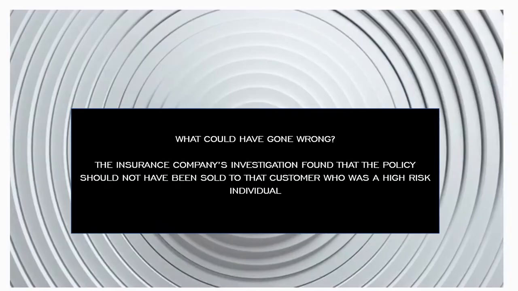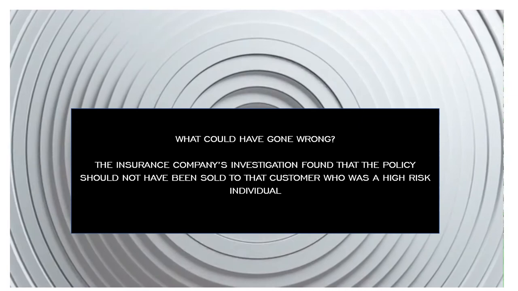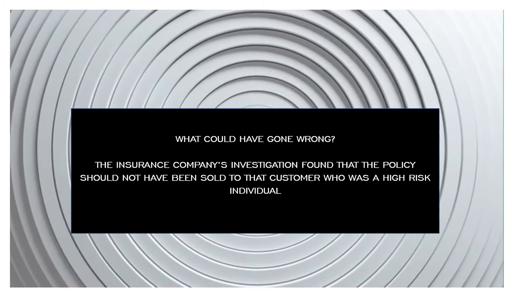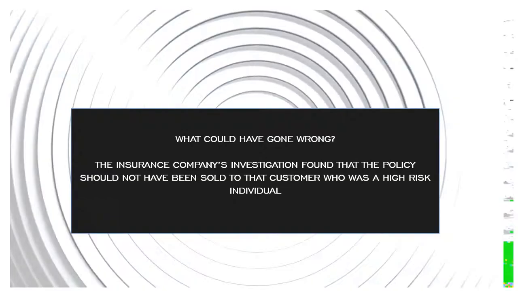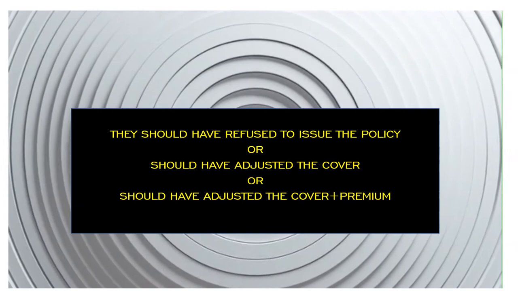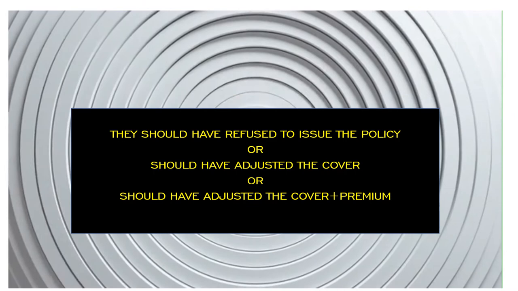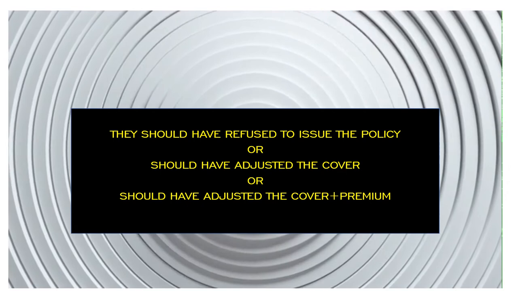The insurance company's investigation found that the policy should not have been sold to that particular customer, who was a high-risk individual. The insurance company should have carefully evaluated the policy and identified the risks. They should have looked at past experience on similar risks and taken that into account. The company should have refused to issue the policy, or should have adjusted the cover with customized terms and conditions, or should have adjusted the premium along with a combination of customized terms and conditions. An experienced underwriter could have made all these decisions.